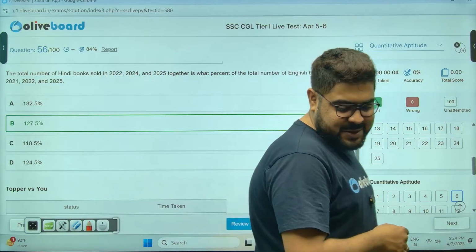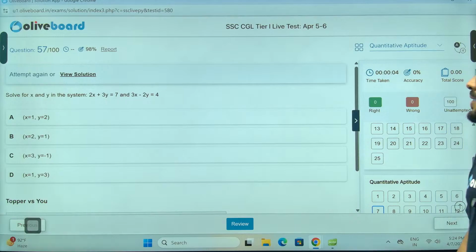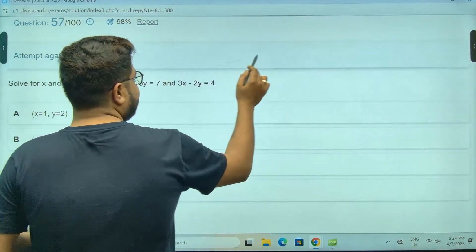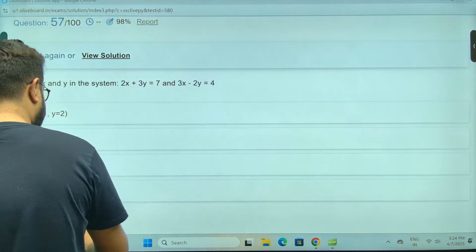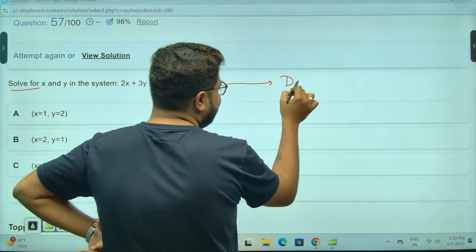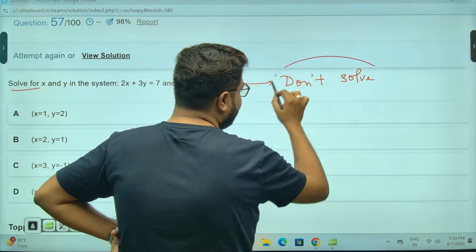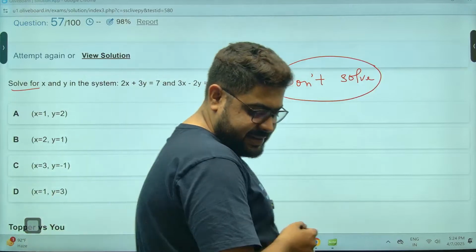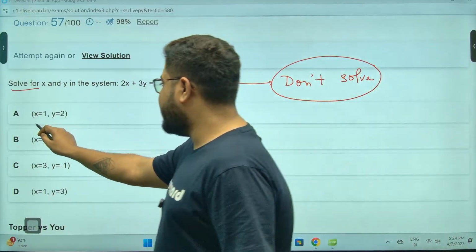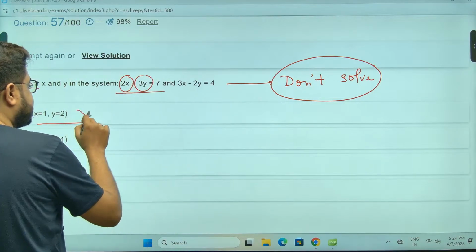Option B. Yes, yes. Chalo. Solve for X. These equations, these questions, do not solve. Whenever you see this solve, the tip is don't solve. It takes a lot of time. Trial: x is 1, y is 2. Let's see, 2 plus 6 is not equal to 7. This is not the answer.